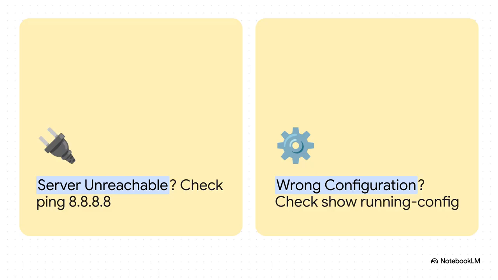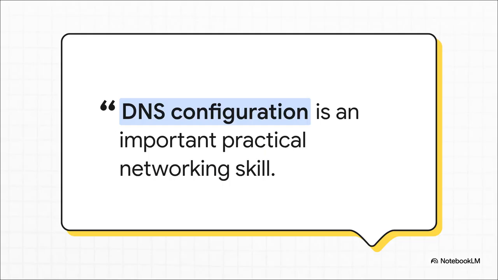On the other hand, if the ping succeeds but names still aren't resolving, you likely have the wrong configuration. Your immediate solution there is to check the file with show running config to ensure you didn't mistype the IP of the name server or just forget a command somewhere. It's all about isolating the problem layer by layer. And I want to leave you with this thought. Practical skills are what transform networking knowledge into real-world ability.